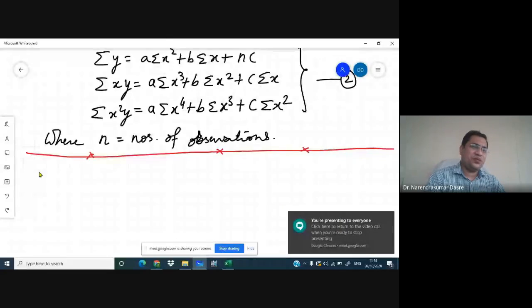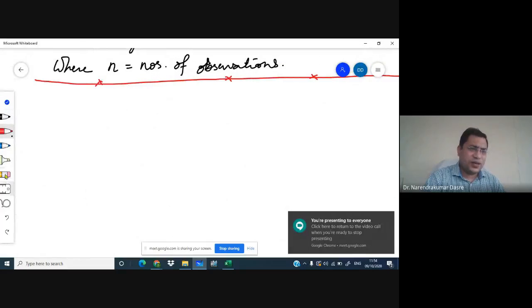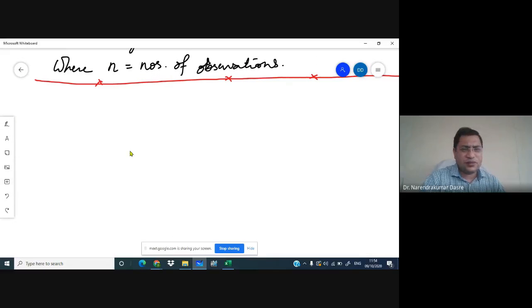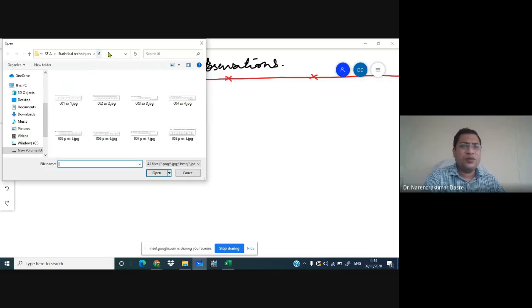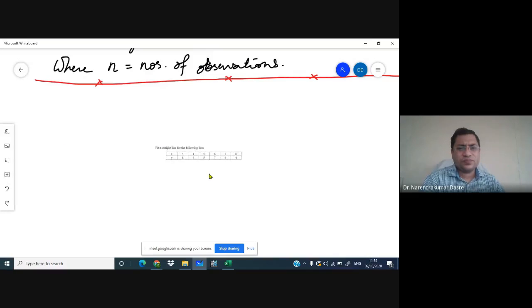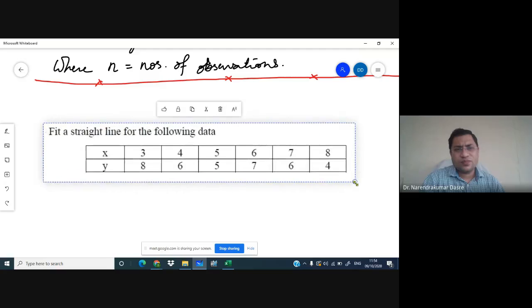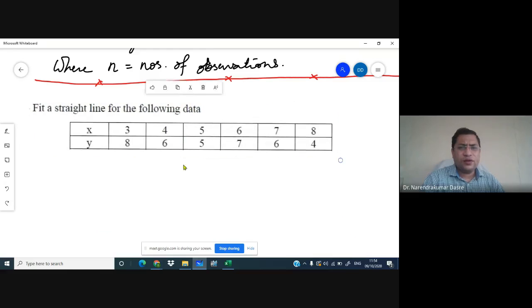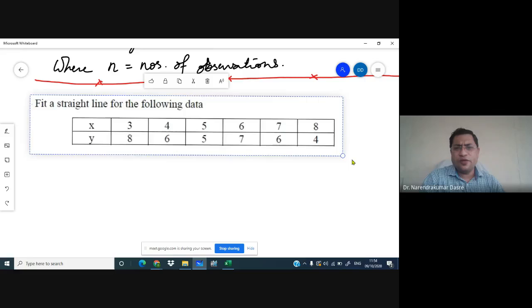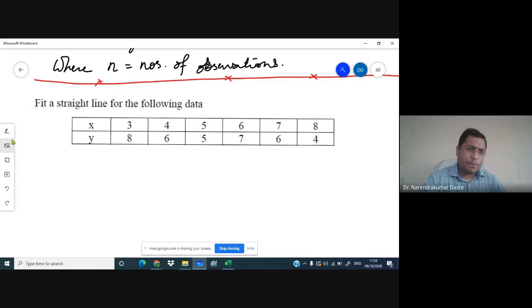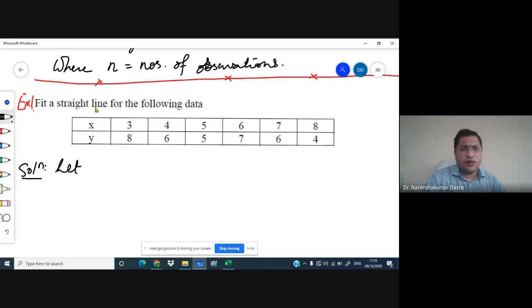So here we'll go with the first example. We just have to fit a straight line to this. Now we go with the solution. This is example one. We go with the solution. What I want to find is a straight line. So let y is equal to ax plus b.